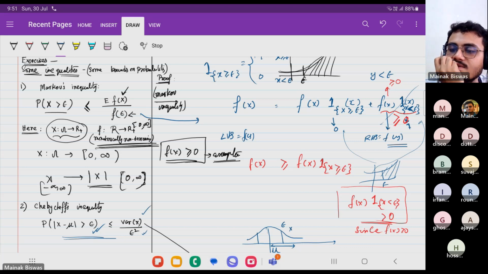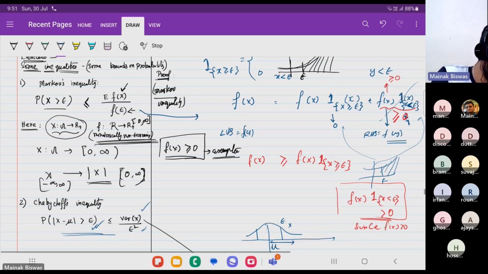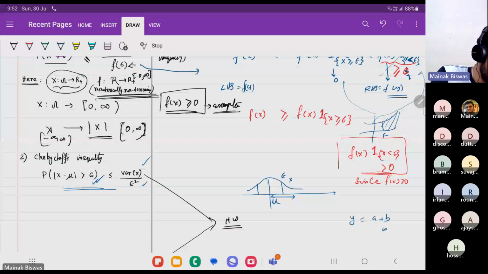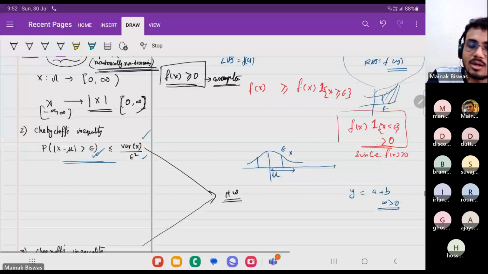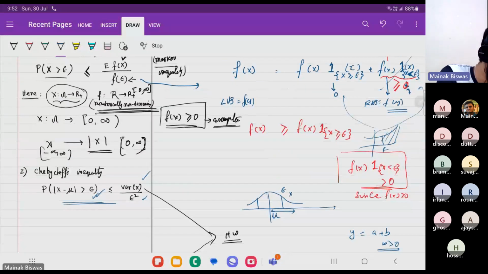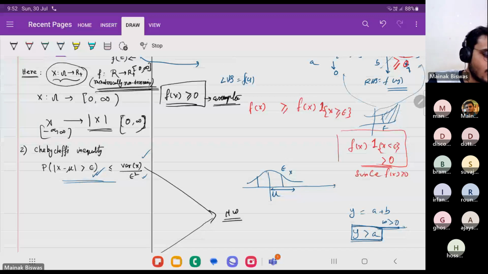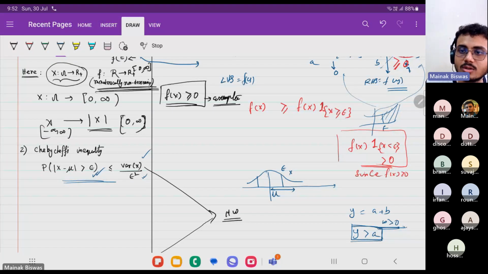Okay, so if you remove a positive term, say y is equal to a plus b, and b is greater than or equal to zero. This is a and this is b. So if b is greater than zero, y has to be greater than or equal to a, because it has some terms more than a. You have added b to a to get y.